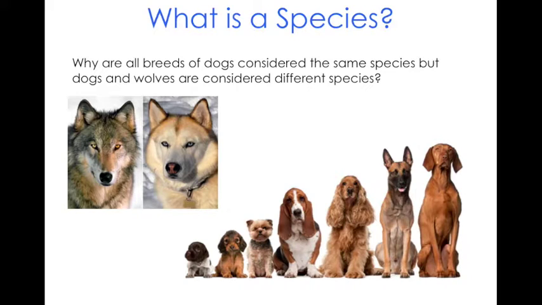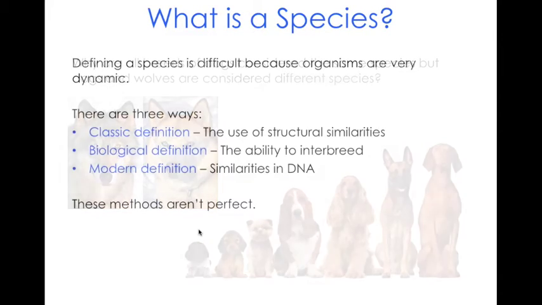A good question to ask is, for example, why are all breeds of dogs considered the same species, but dogs and wolves are considered entirely different species? If you take a look here, if I match up a few different breeds of dogs, you notice that they look absolutely nothing alike. They vary in size, shapes, colors, and features.